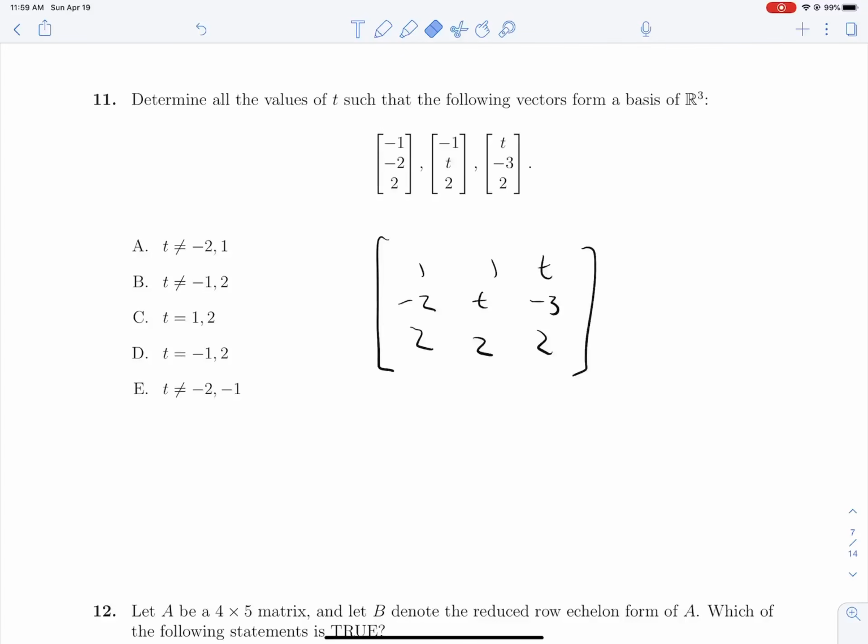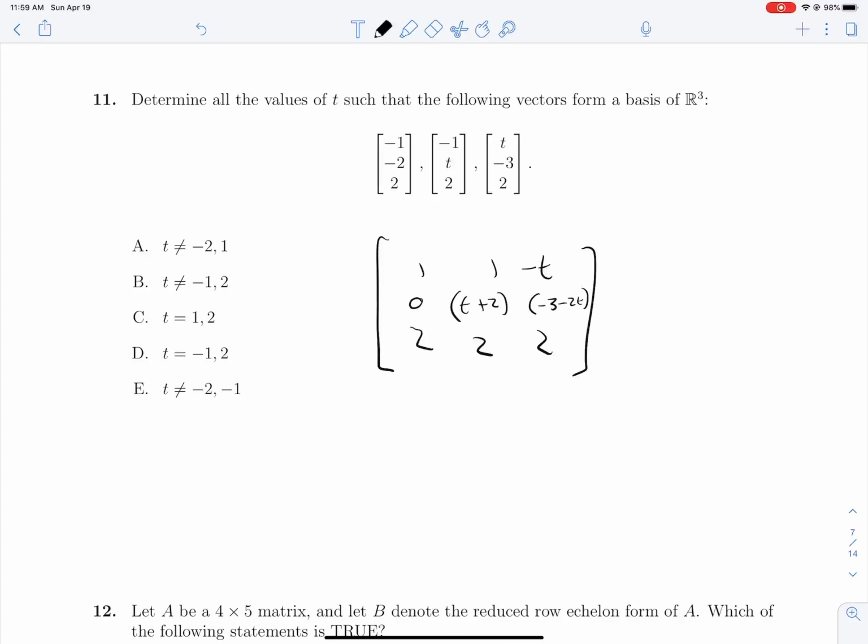Let's multiply row 1 by negative 1 just to make the math a little easier. Let's add 2 row 1s to row 2. We'll get 0. We'll get t plus 2 and negative 3 minus 2t. What else can we do?